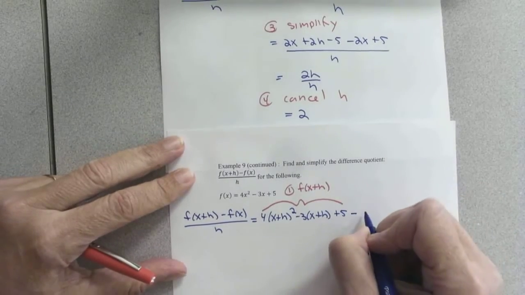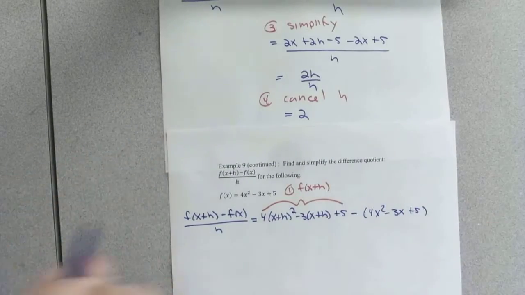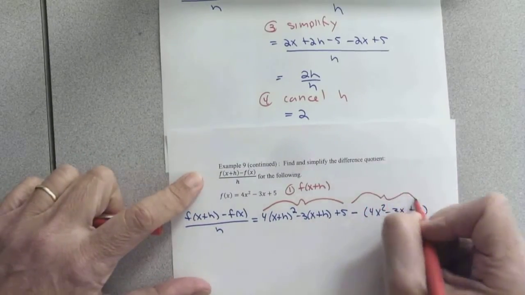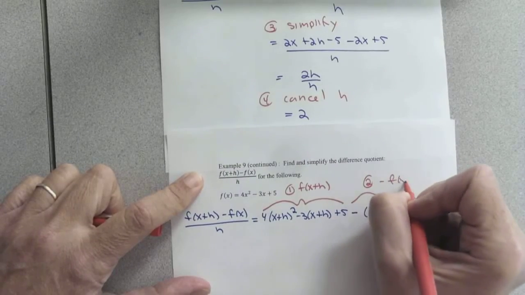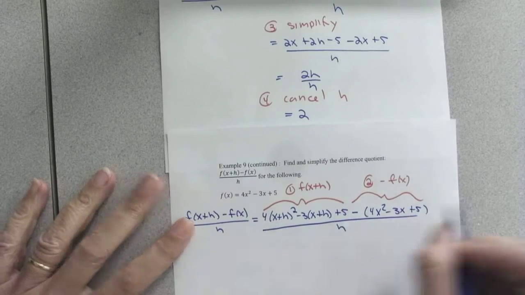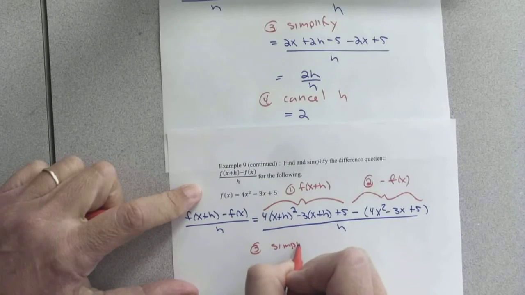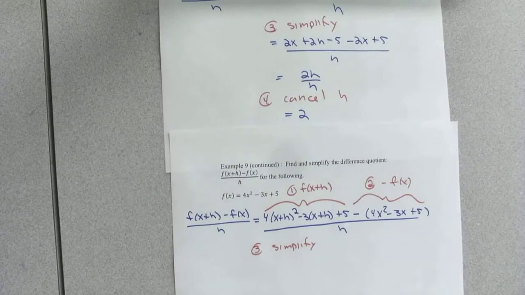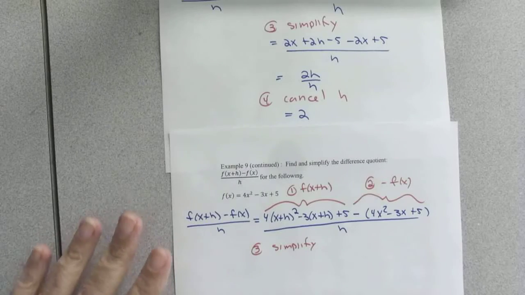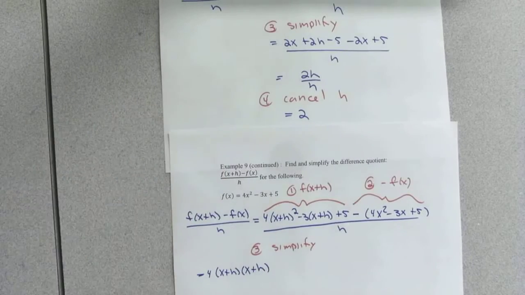Then minus f of x, and that's just minus the formula. And so there's step 2, minus f of x. Then the rest of it is just all over h. And then 3, we start to simplify. And this is just going to take some more work in simplifying than the previous one. So I'm going to eventually FOIL that x plus h quantity squared out. So I'm going to write it as x plus h, x plus h.